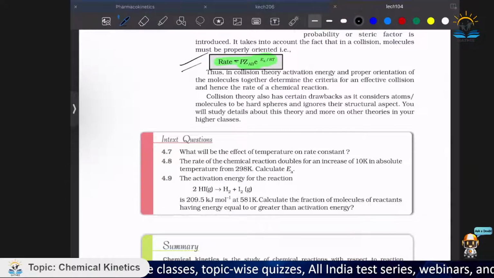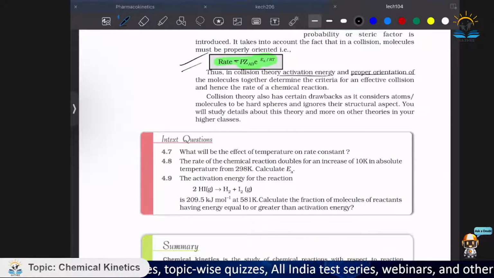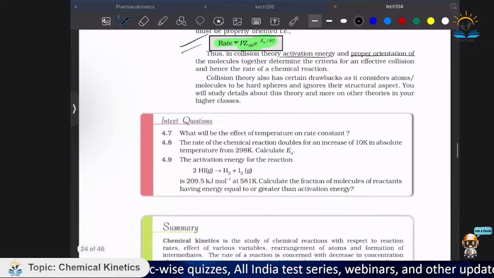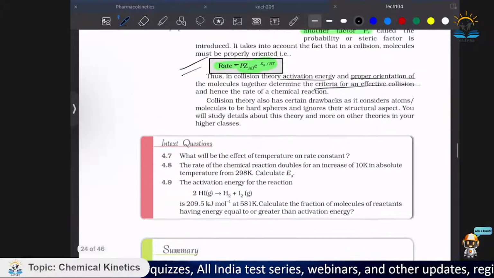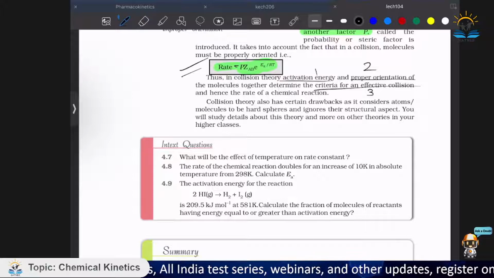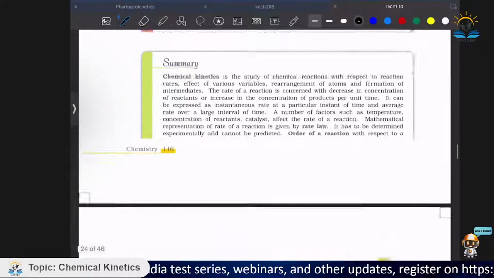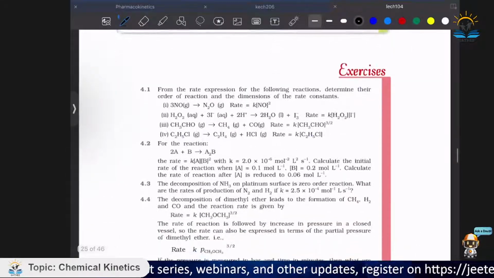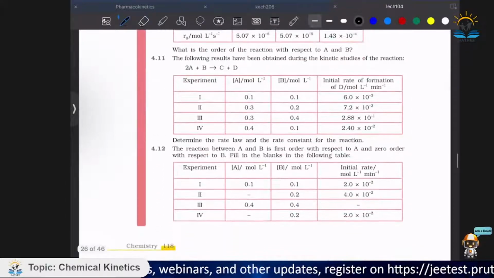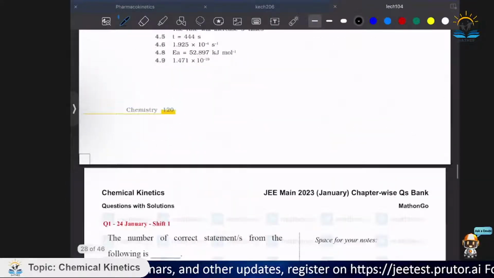Thus, in collision theory, activation energy and proper orientation are required as criteria for effective collision. So three criteria are there: activation energy, orientation, and effective collision. Got it? Good. Moving on to the exercises or the previous questions.